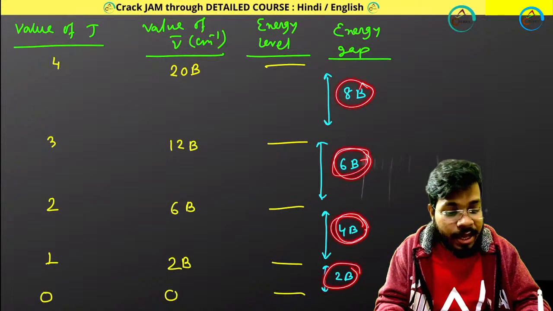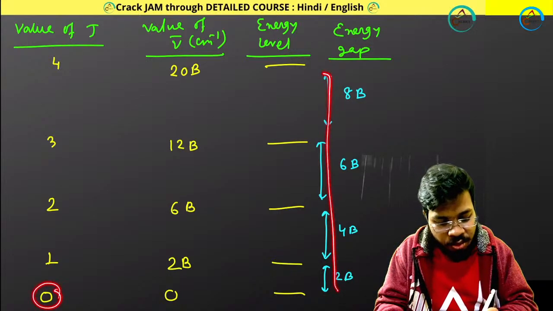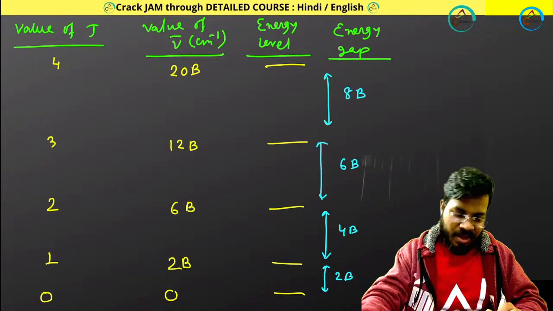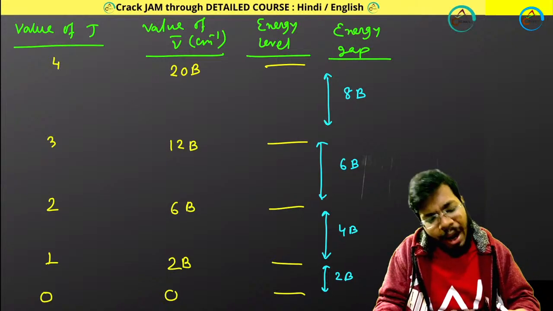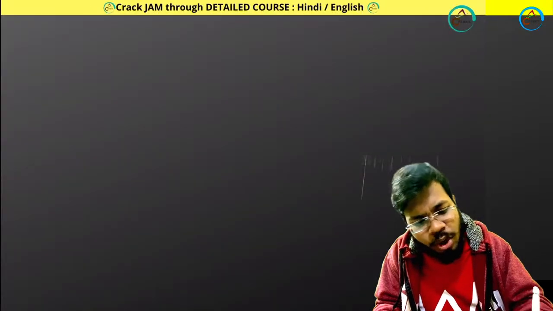Whenever you are moving from below to above, whenever you are increasing your j values, your energy gap is increasing, right? Fine. Very good. So what conclusion are you getting from this plot? You are getting two conclusions.